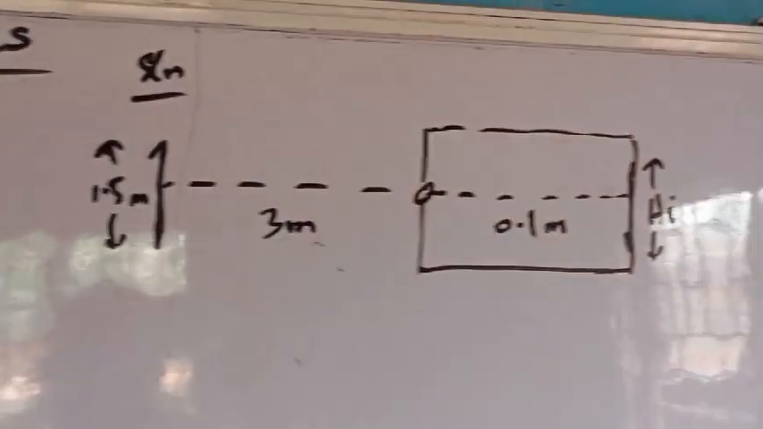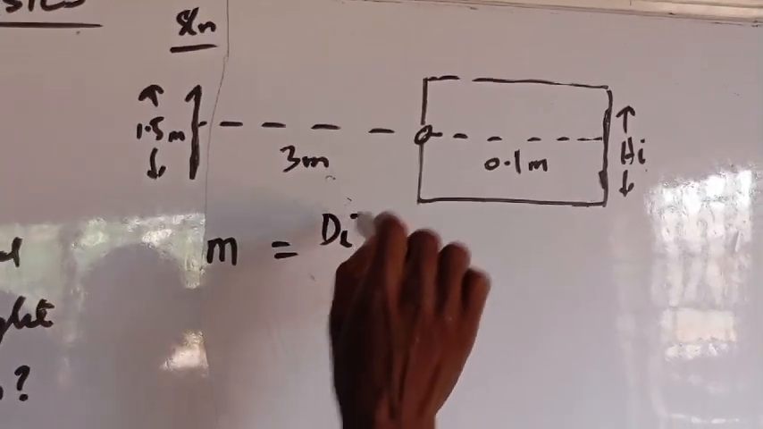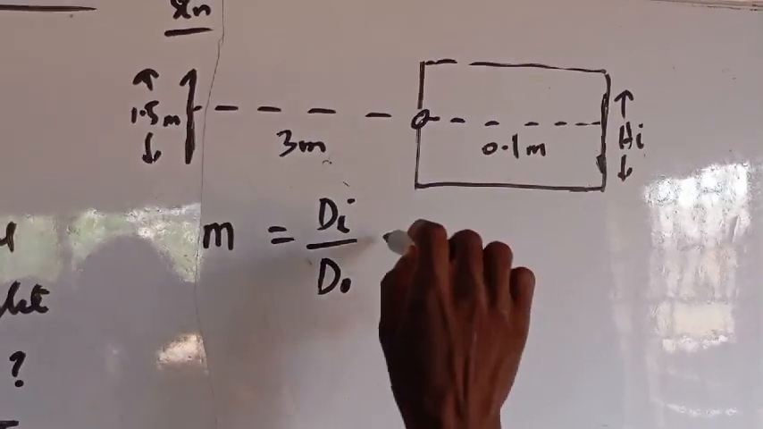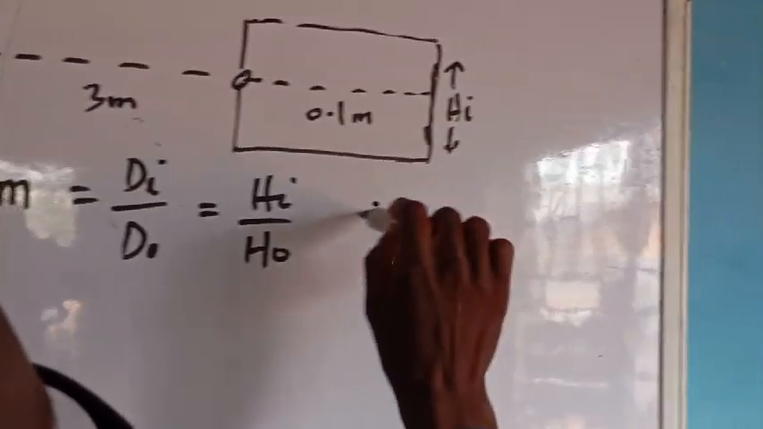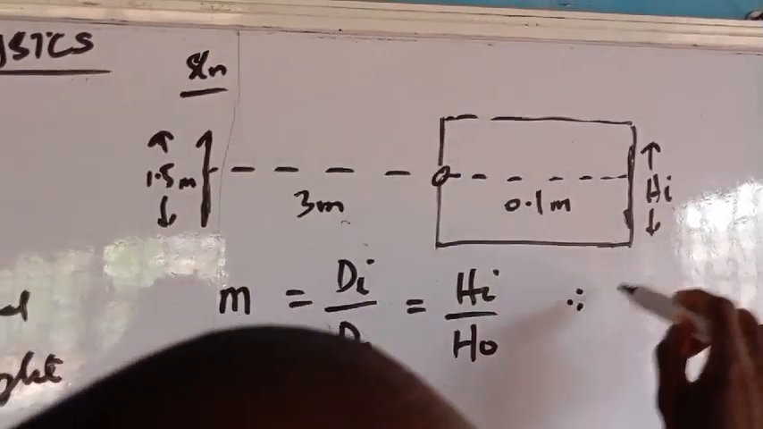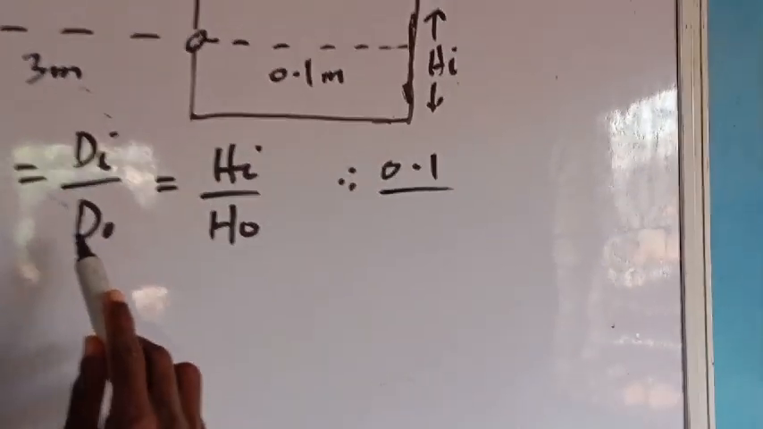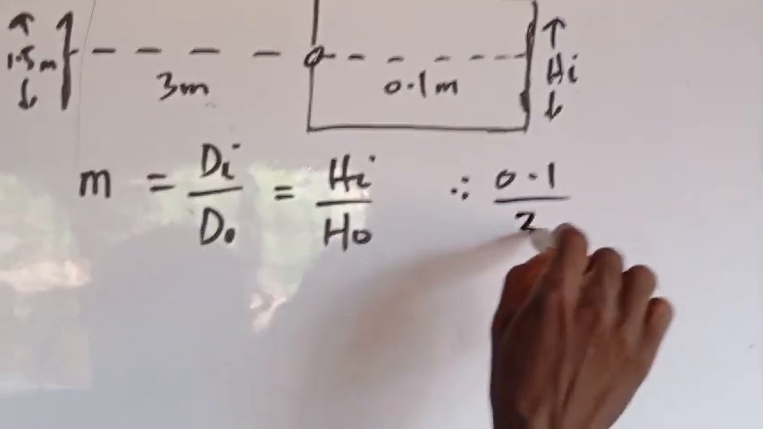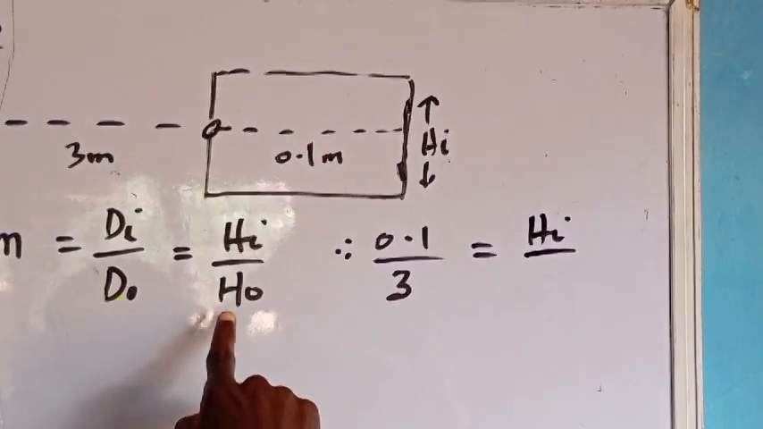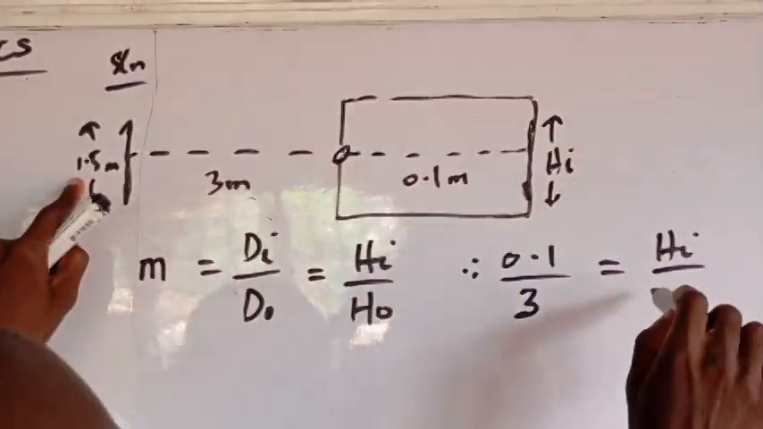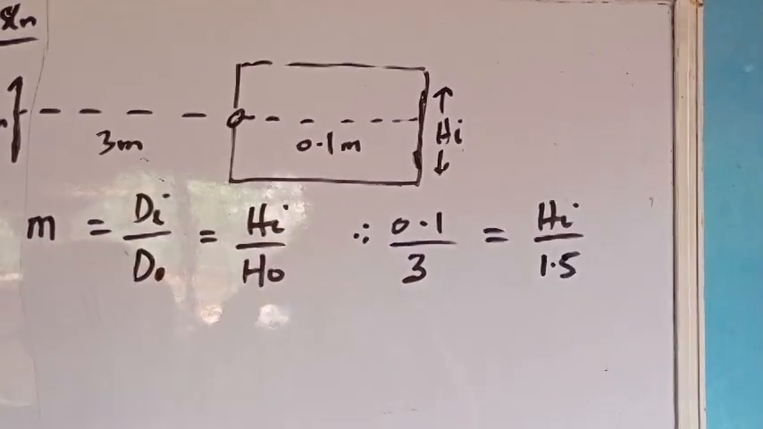Here we all know that magnification is image distance over object distance, which equals image height over object height. Therefore, our image distance is 0.1, divided by object distance, our object distance is 3. Image height is what we are looking for, over object height, which is 1.5.